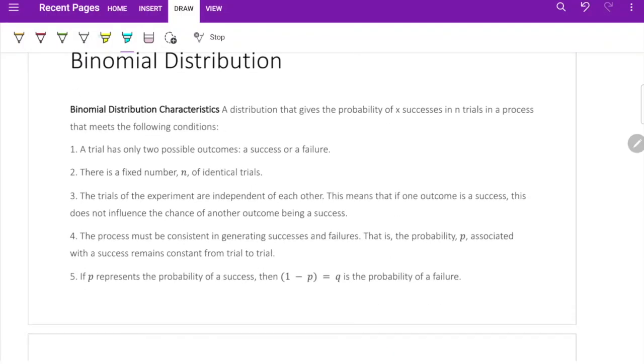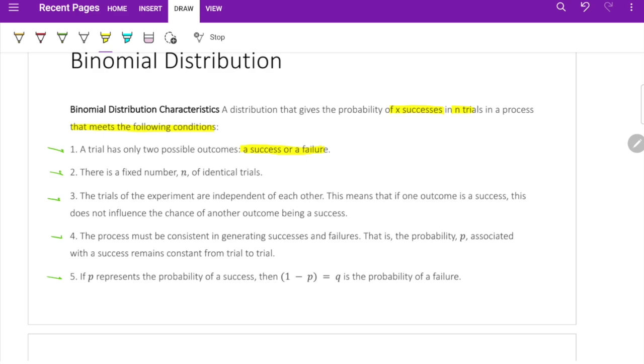But there are characteristics we need to check every time we work on this. Kind of a checklist. When we read a problem, we have to look at the checklist and make sure that we meet these specifications. The distribution that gives the probability of X successes in N trials is a process that meets the following conditions. This is the characteristic. The trial has only two possible outcomes, a success or a failure. Buy, not to buy. Accept, not to accept. Defective, not defective. Only two possible outcomes.